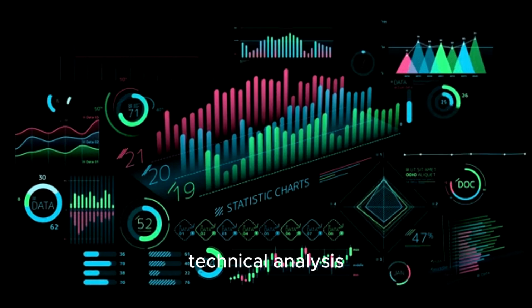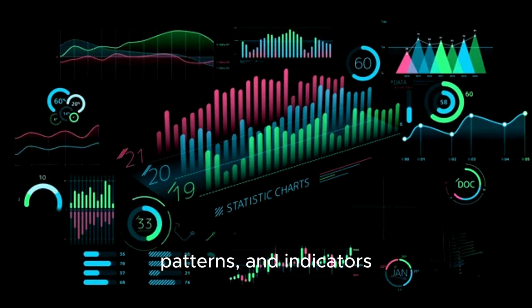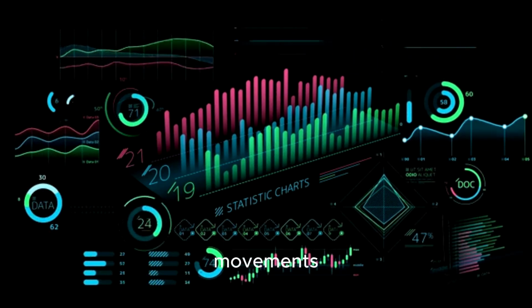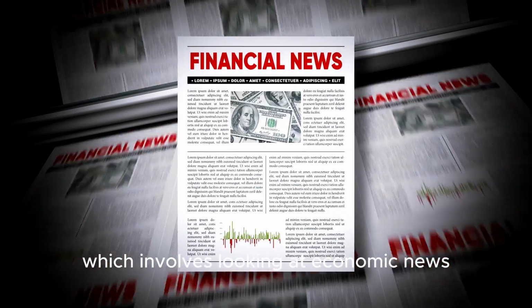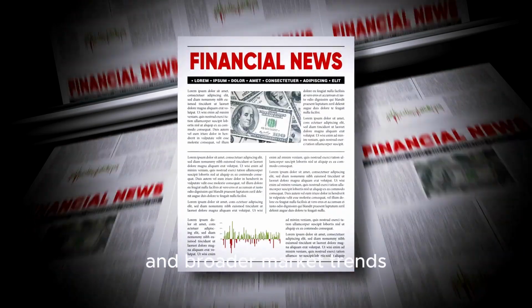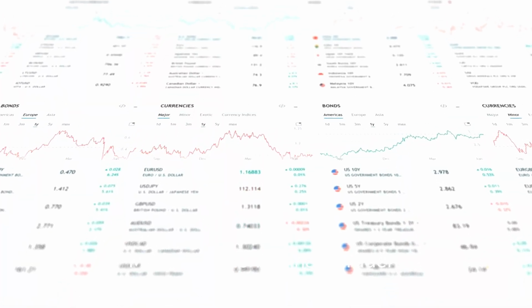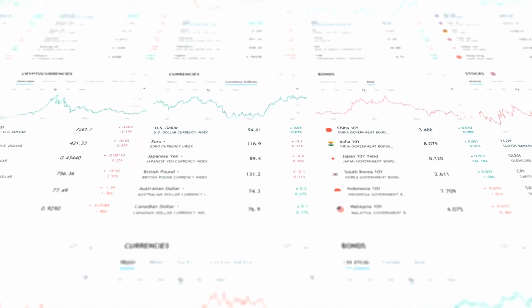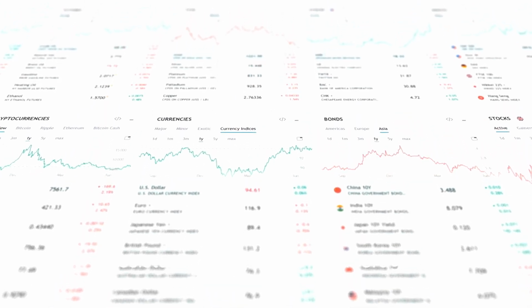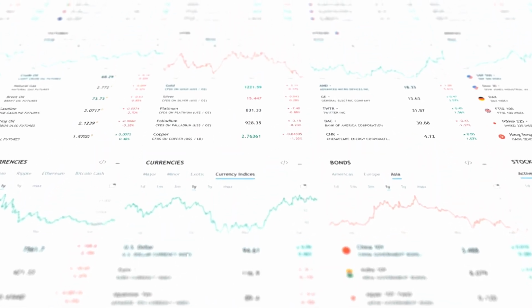Technical analysis, which involves reading charts, patterns, and indicators to predict future price movements. And fundamental analysis, which involves looking at economic news, company performance, and broader market trends. Most short-term binary traders focus heavily on technical analysis. Spend time learning about things like support and resistance levels, moving averages, and candlestick patterns.